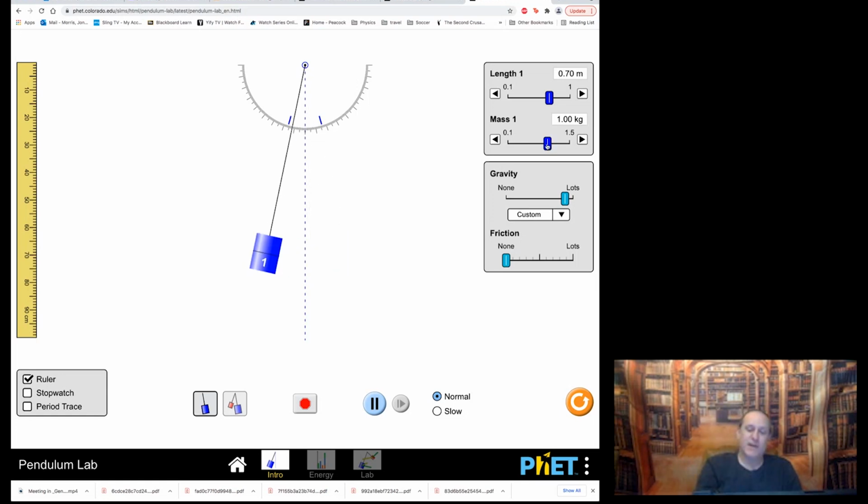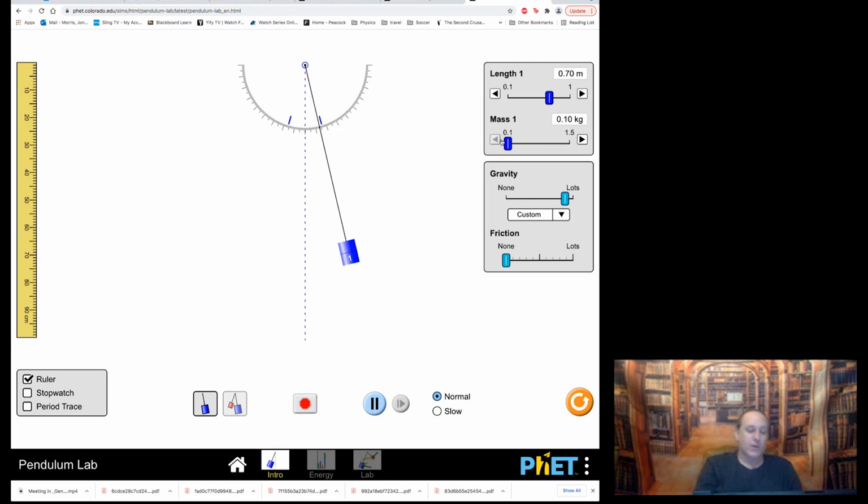Now, what happens when I change the mass? A lot of mass, 0, 1, 2, 3, 4, 5. Very little mass, 0, 1, 2, 3, 4, 5.